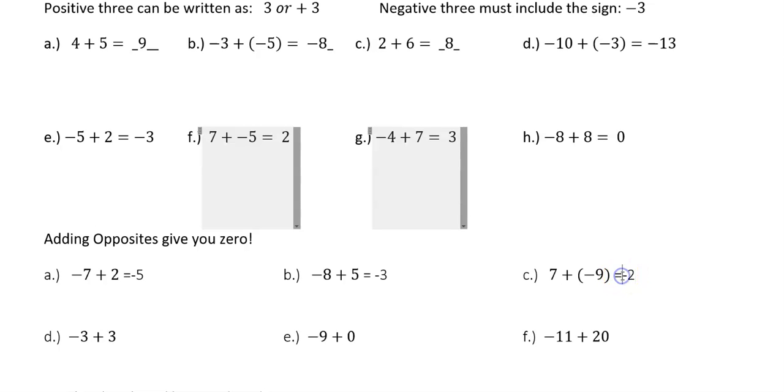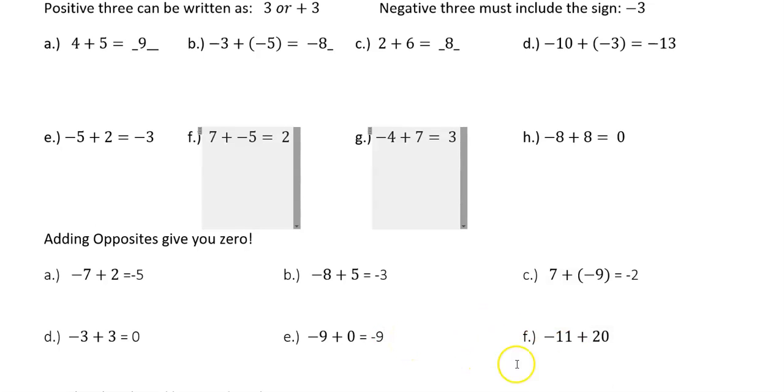Down below, right here, when I have the same number of negatives and positives, those are opposites, and those always give you 0 because we had the same number of positives as negatives. That's going to cancel to 0. Here we have 9 negatives, and that's it. We don't have any positives. 0 does not have a sign, so when we add 0 to something, it doesn't change it. It's still going to be negative 9.